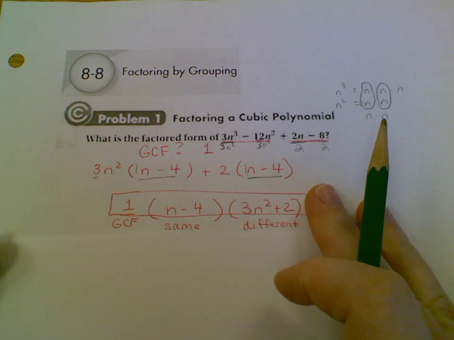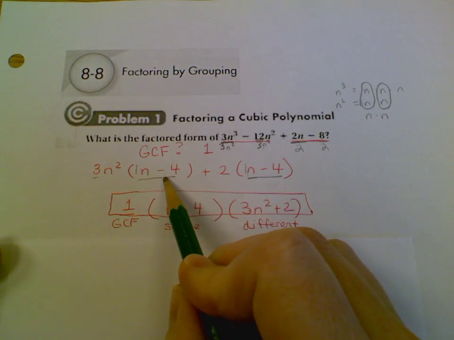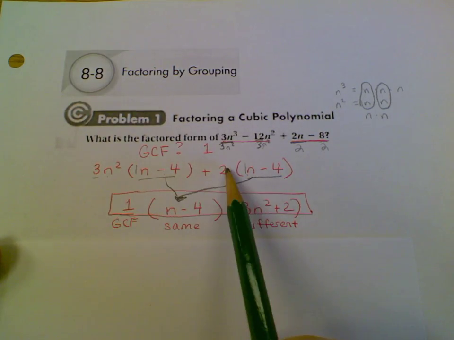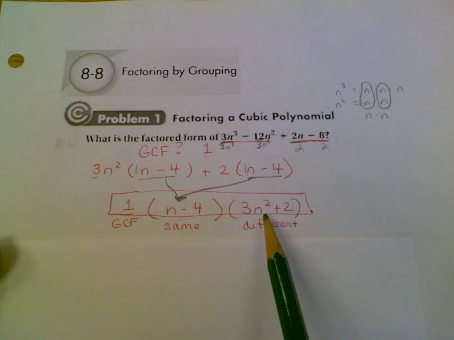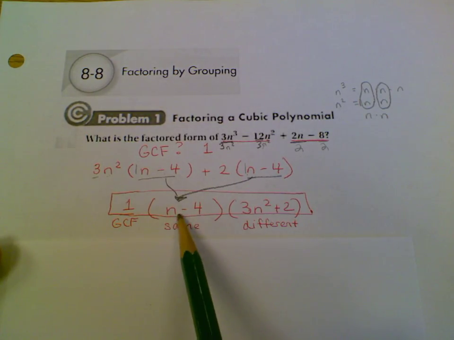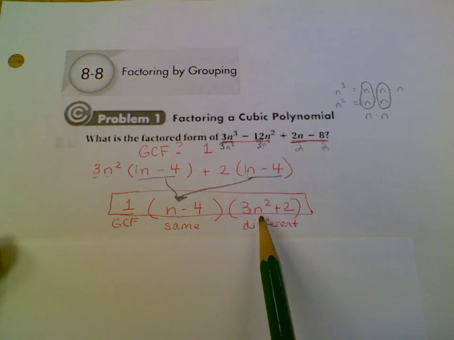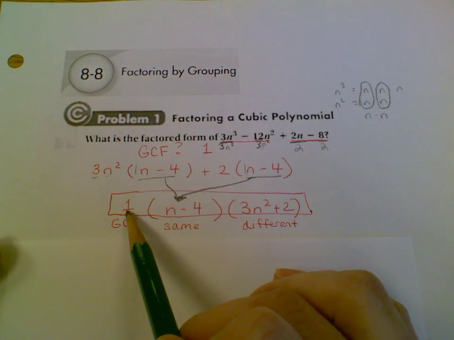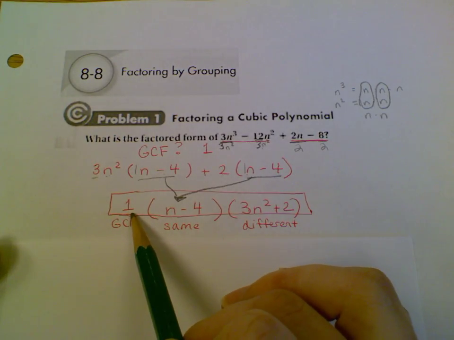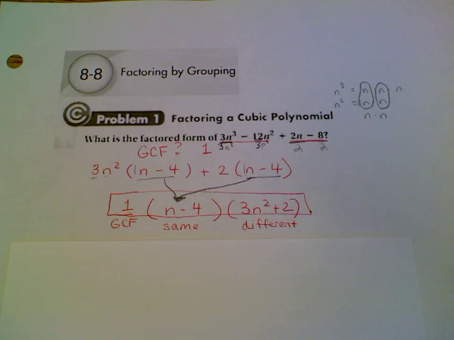So when you get ready to write your answer, you should have a set of parentheses that ended up being the same. So this set will go here. And then the 2 terms that were left on the outside of the parentheses, you're going to put those together and make its own set of polynomial. So I would have n minus 4 as being the same, and then 3n squared plus 2 gets put together as being the different piece. Now, if the GCF is other than 1, you'll want to put it out in front. But since ours is just 1, you don't necessarily have to put it there, but it's not wrong if you do. Alright, you're going to pause the video and try the next one.